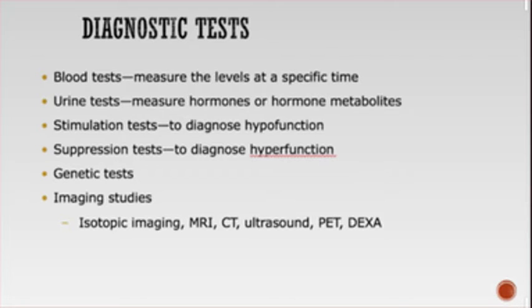So, blood tests are going to measure levels at a specific time. Urine tests are used to measure hormones or hormone metabolites. Stimulation tests look at hypofunction, whereas suppression tests look at hyperfunction. Then there's various genetic tests and imaging studies. So they can do isotopic imaging, MRI, CT, ultrasound, PET scan, and DEXA. Right? So doing the imaging is going to look at the function of these different endocrine structures.